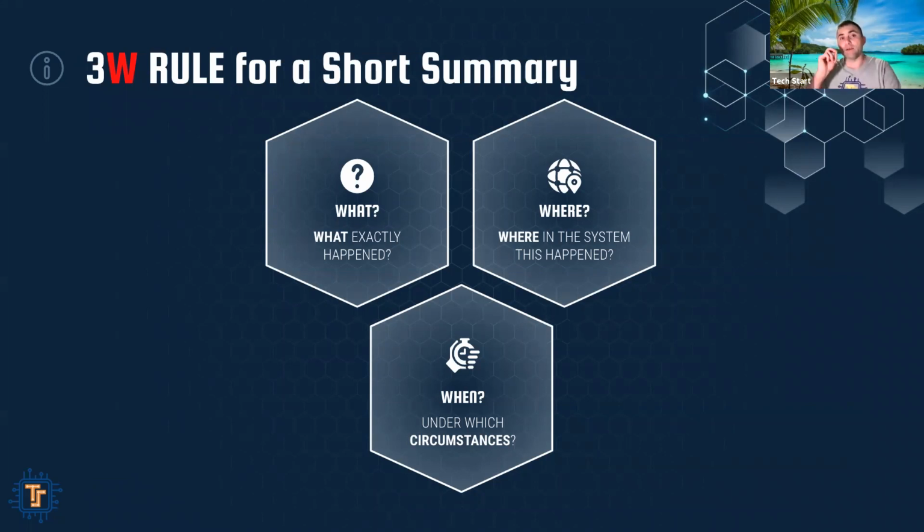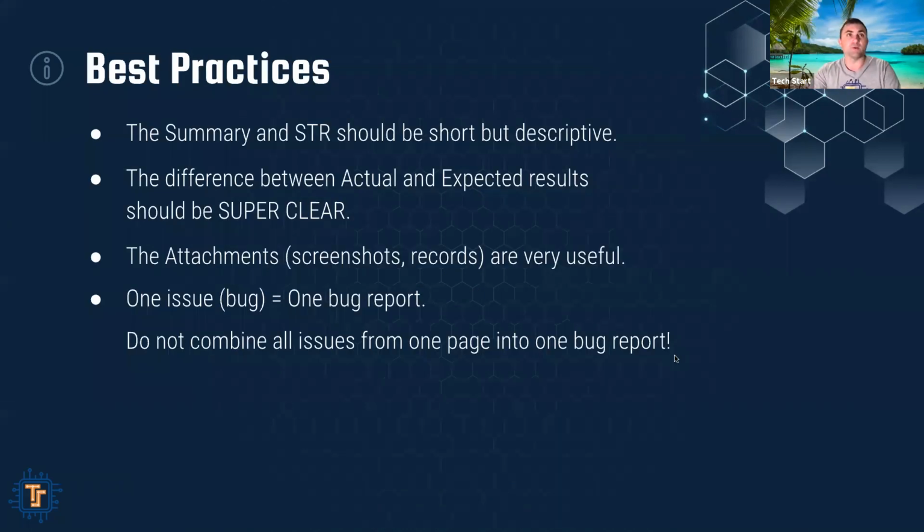But if it happens under some specific circumstances, then you need to mention under which circumstances it happens and describe that as well in the steps to reproduce. And we will do that today as well. Okay, so short summary, steps to reproduce should be short but descriptive. So for short summary, we already described three questions. If that answers three questions, there is no need to write a super long plan. It should be super short. Image is missing in the top right quadrant. That's it. Or image is missing in the top right quadrant when you enter another patient.